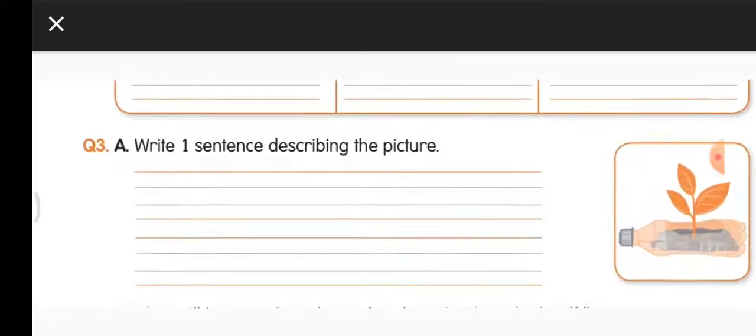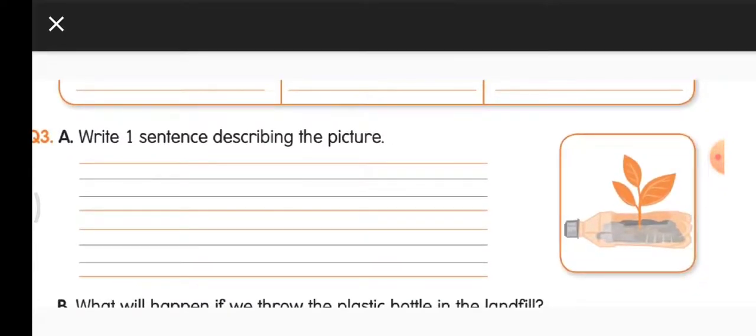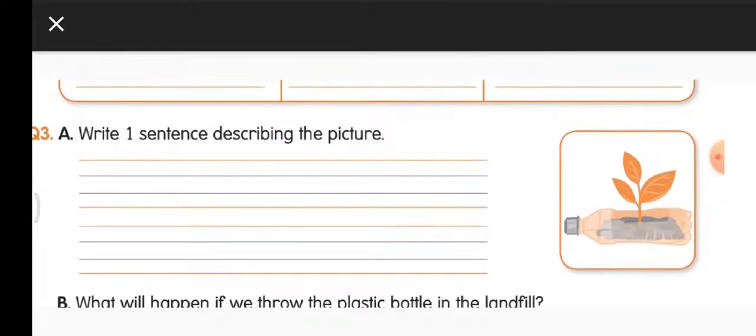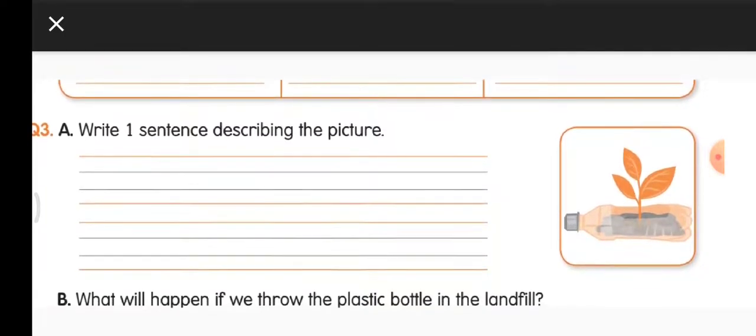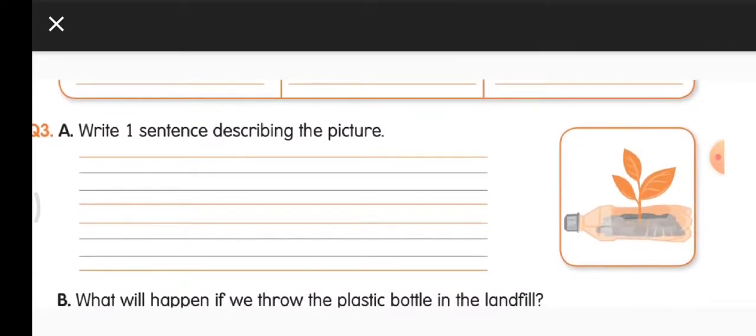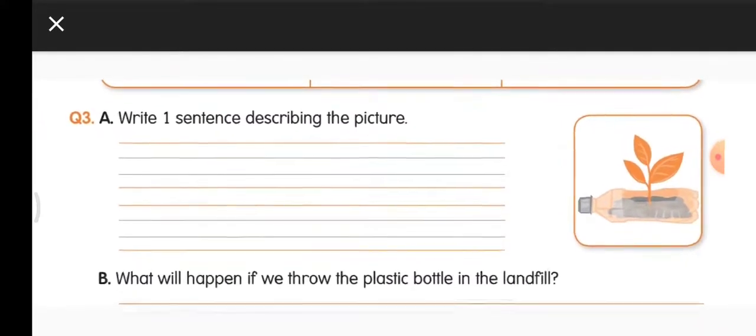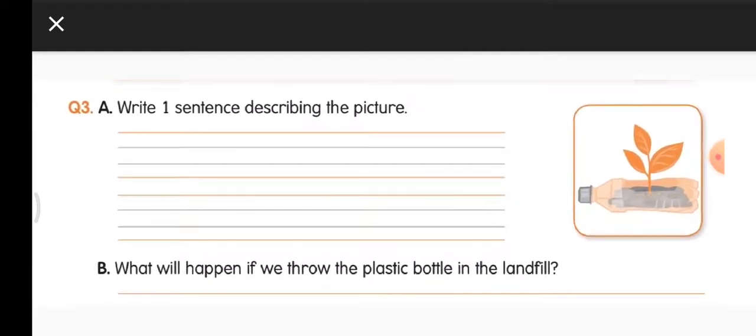So write one sentence describing the picture. So here you can write like this: the bottle after use is once again being used to grow plants and decorate the house. That is what you are going to write.